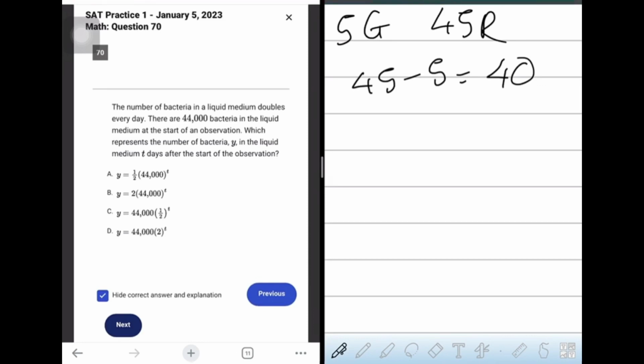Like the same, when t equals 0, the initial amount is 44,000. So we will delete answers A and B. We only consider C and D, and we will find another piece of information. It said that it doubles every day, so the factor has to be 2. You see, letter D is the one where the factor must be 2.